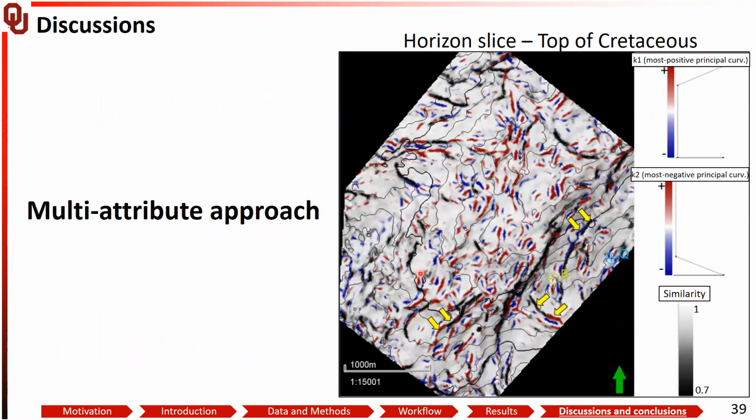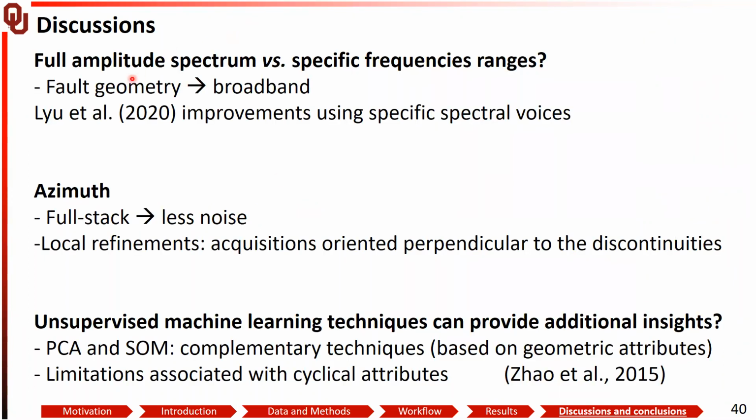So with this multi-attribute approach, I see improvements. For example, here we have the similarity response for this horizon slice, and we have the anomaly, it stops here. And by using these two other components, the curvature, K1 and K2, we are able probably to extend the definition of this feature a little bit more laterally. So with this anomaly, we can see subtle variations of the reflector, and this demonstrates how the techniques can be complementary.